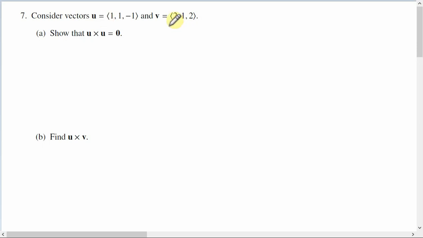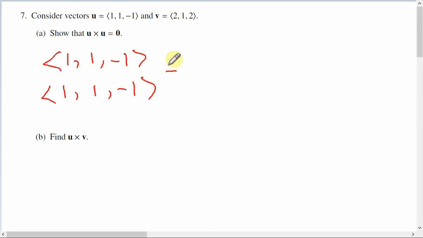Here we're given two vectors, and we're asked to show that u cross u is equal to 0. So I'll write 1, 1, minus 1, there's u, and then right beneath it, 1, 1, minus 1. And then remember the cross product, covering up the first two, I get negative 1 minus a negative 1.